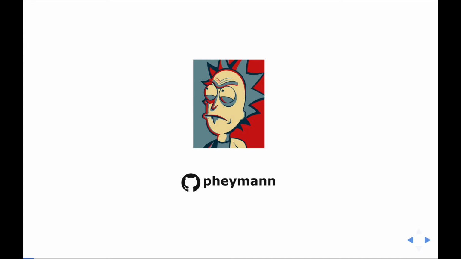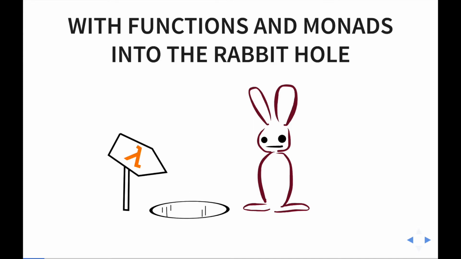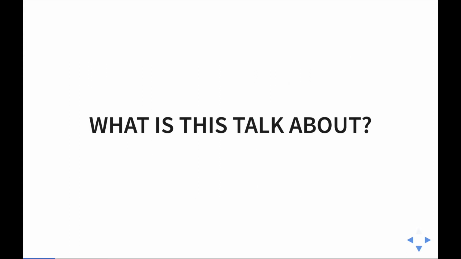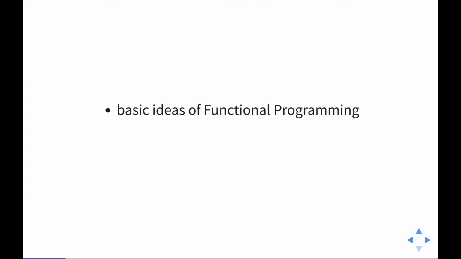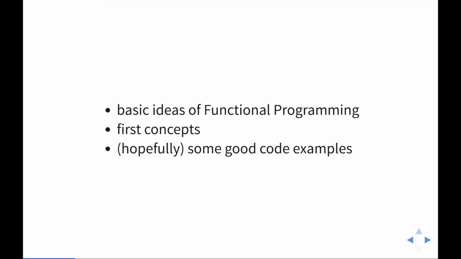So then let's start with our talk. The name is Functions and Monads: Into the Rabbit Hole. What is this talk about? We will speak about the basic ideas behind functional programming. What is the fundament of functional programming? So that all of you have a basic idea of it. What is the idea behind it? We will speak about first concepts, including functors and monads. And hopefully I will provide you with some good code examples.